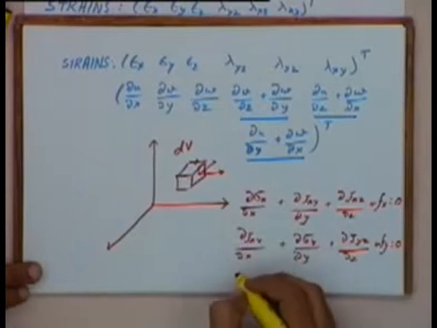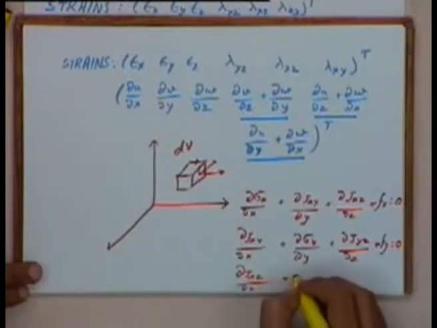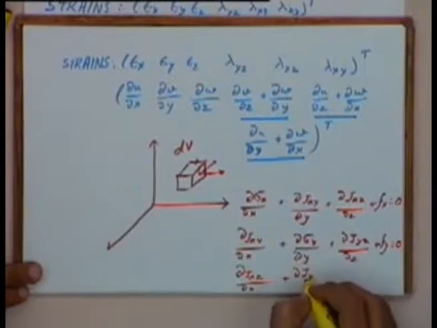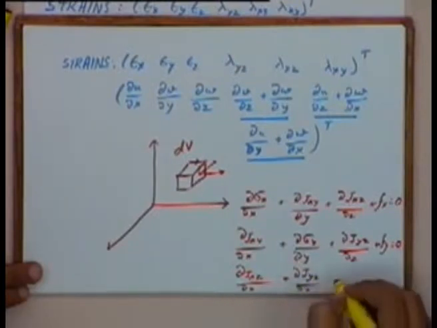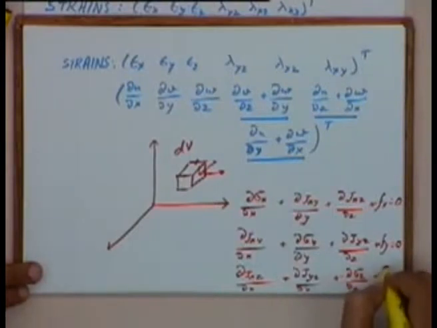Okay, and the third one will be similar: del tau xz by del x plus del tau yz by del y plus del sigma z by del z plus fz will be equal to 0.